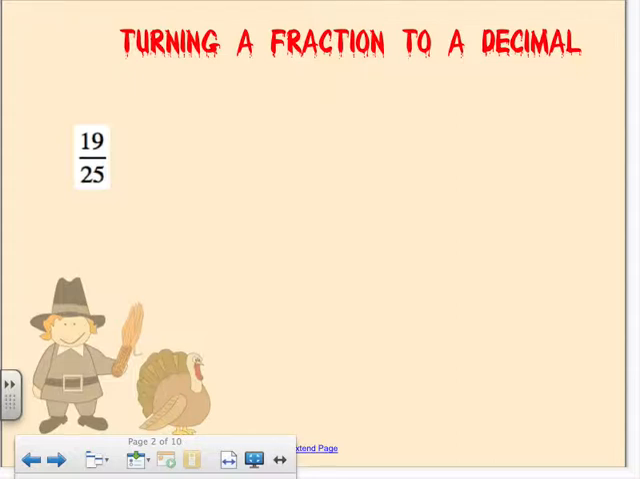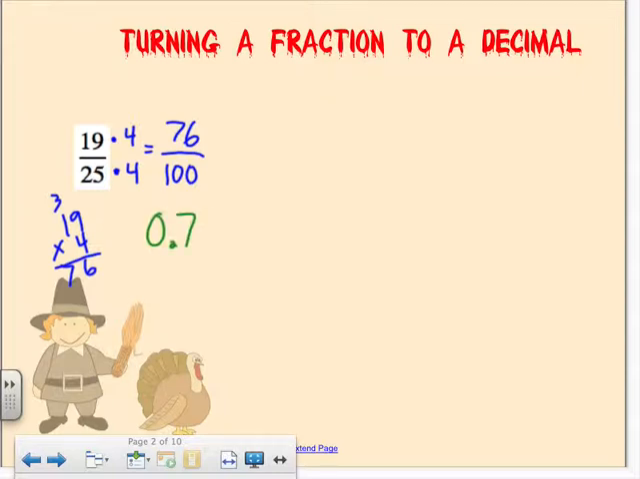into that denominator. So for example, 25, if I multiply it by 4, I get 100. Remember equivalent fractions, you also multiply the numerator by 4. So 19 times 4, you get 76. So 76 hundredths is what that fraction is. Well, 76 hundredths is also a decimal, which is 0.76. So that's one way to do it.